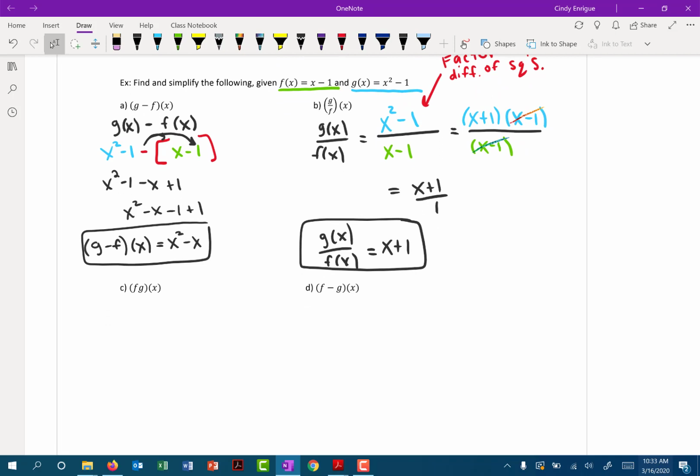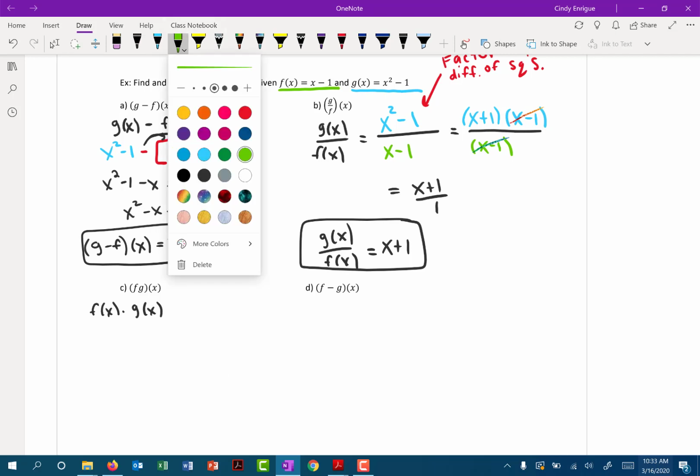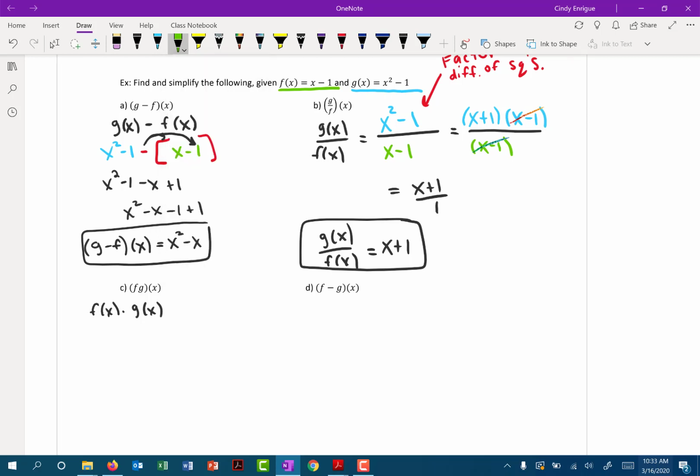Now for part C, I'm doing multiplication. So I'm going to have my f function being multiplied by my g function. So I know that my f function up above was defined as x minus 1. And it is going to get multiplied by my g function, and that g function is x squared minus 1.